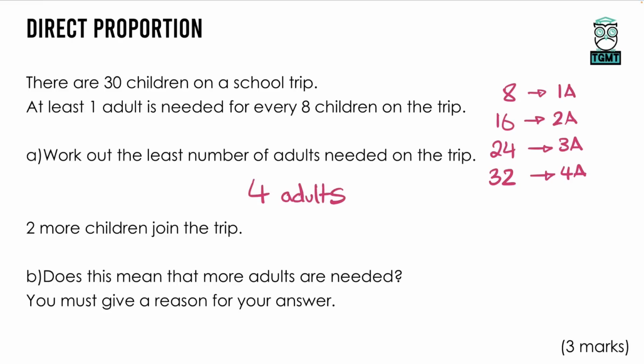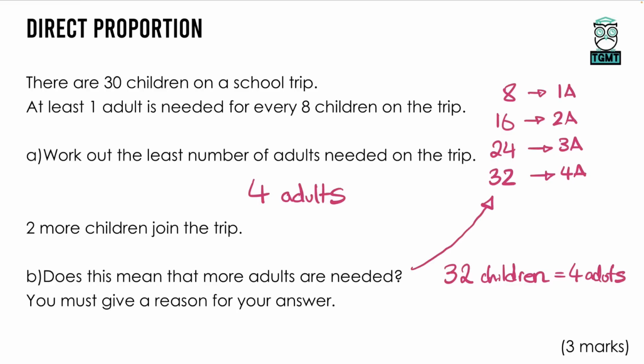Now it says in the next part here that 2 more children join the trip. Does this mean that more adults are needed? And you must give a reason for your answer. Well, actually, no. You can see here that if 2 more children were added, that would be 32 children, which is equal to 4 adults. So we would write some sort of explanation down, but the important part is we've shown the working.